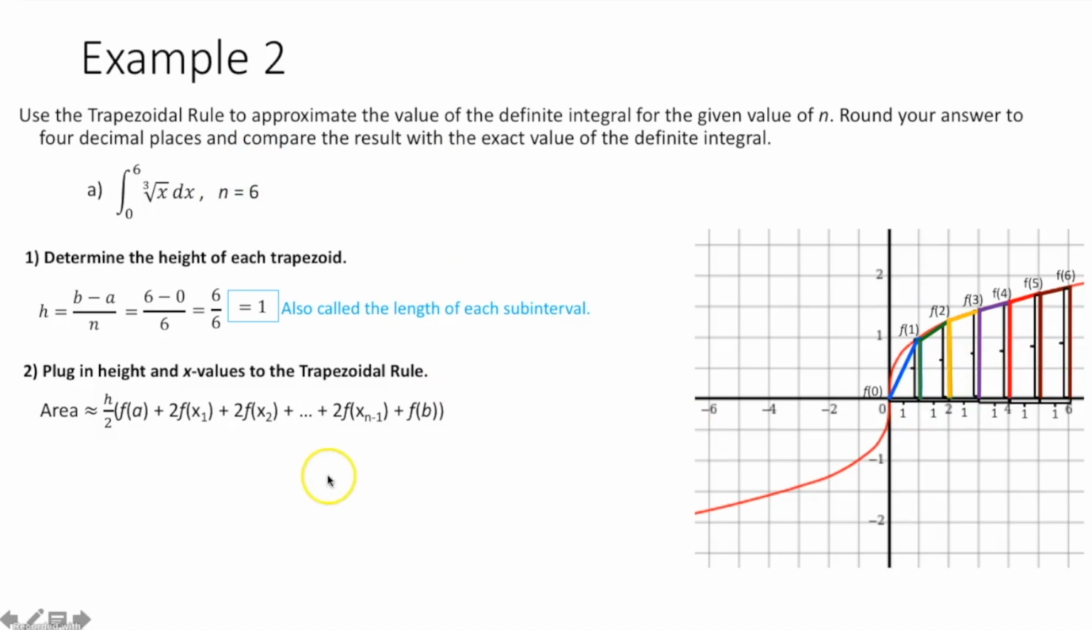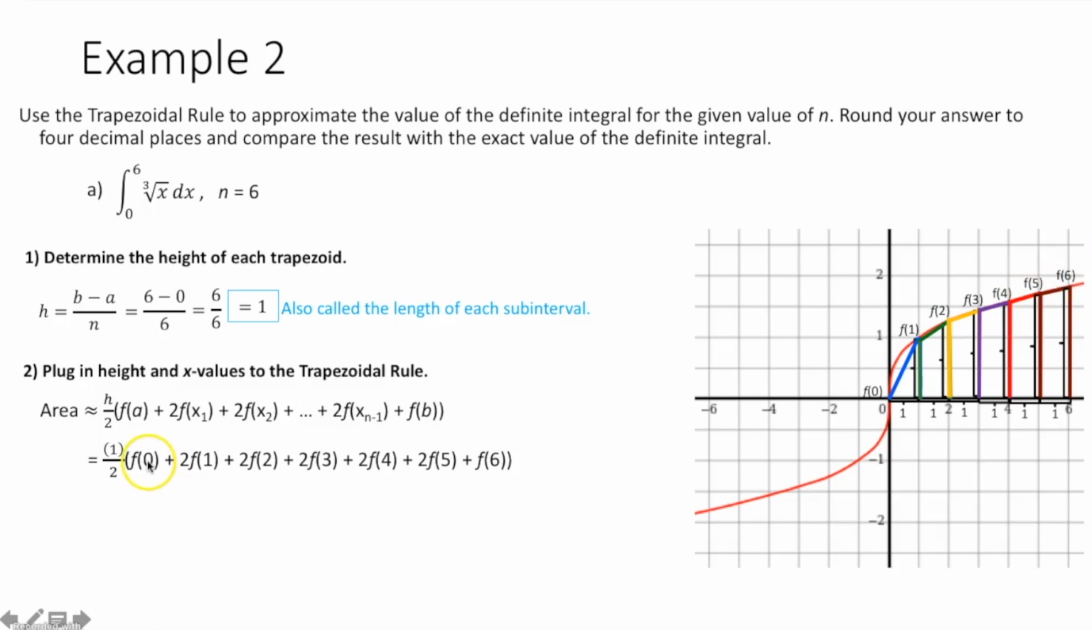We are then going to plug each of these in to our trapezoidal rule. So again, 1 goes in for your height. F of a is going to be f of 0. F of b is going to be f of 6. Therefore, everything else in here, we're going to have to multiply by 2. So it's going to be f of 0 plus 2 times f of 1 plus 2 times f of 2 plus 2 times f of 3 plus 2 times f of 4 plus 2 times f of 5 plus f of 6. Now all we have to do is simplify this.